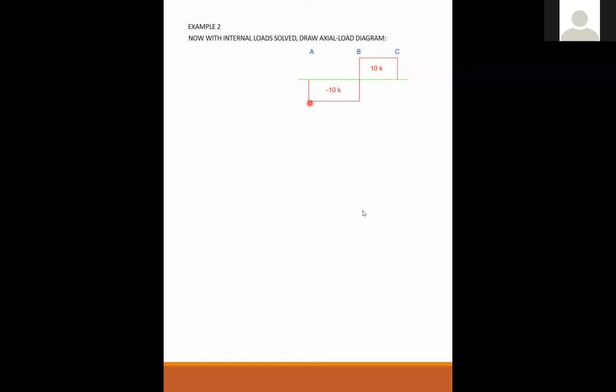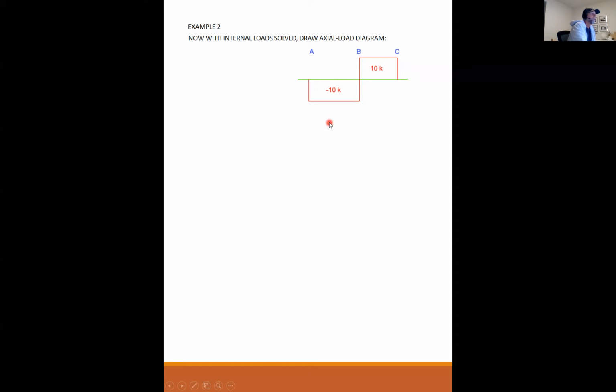Okay. Now with the internal loading solved, draw an axial load diagram. From A to B, it's minus 10. From B to C, it's positive 10. What do you notice about the axial load diagram? The loading is constant. Oh, I was going to say it equals 0. It only equals 0 at the very ends, really.